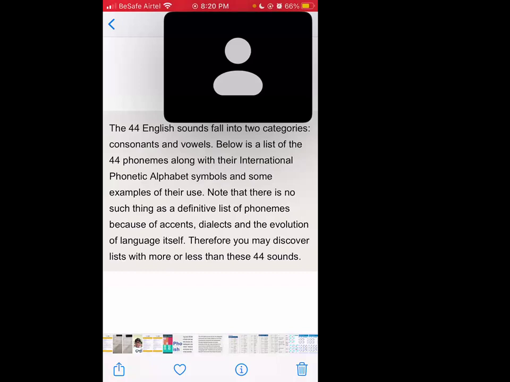Note that there is no such thing as a definitive list of phonemes because of accents. Of course, there are different accents and dialects, and the evolution of language itself. Therefore, you may discover lists with more or less than these 44 sounds. And when we say dialects, we're talking about the varieties of a particular language.